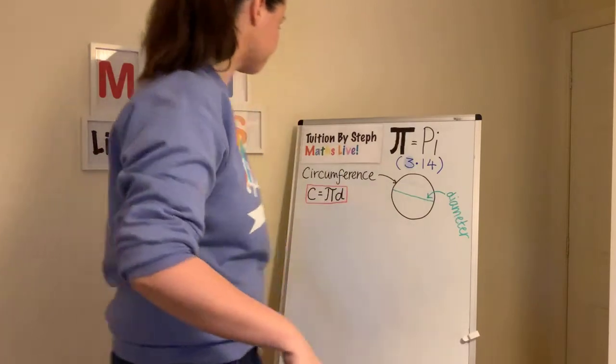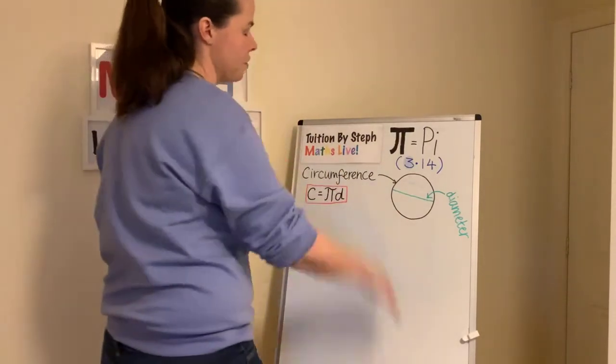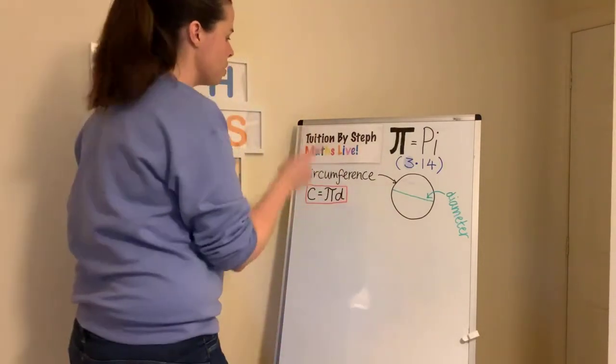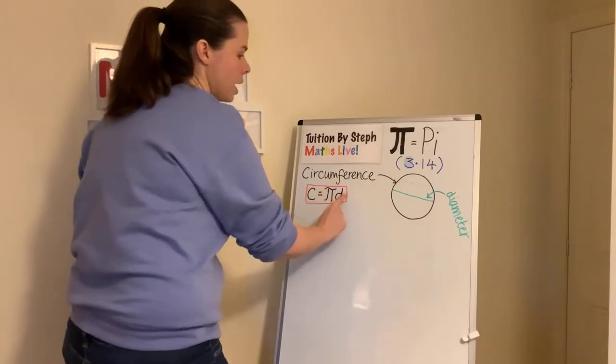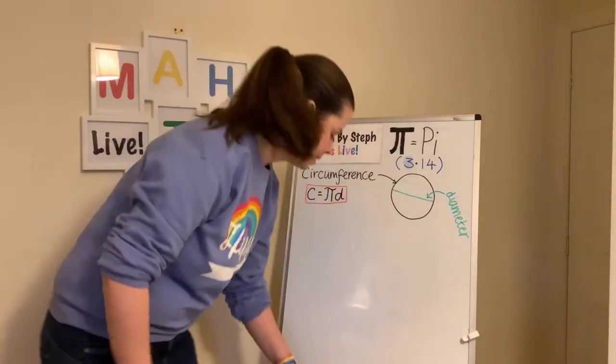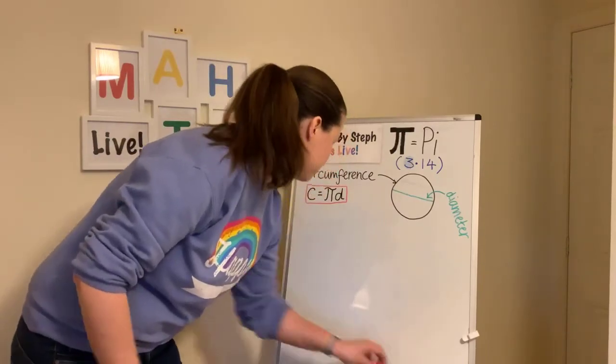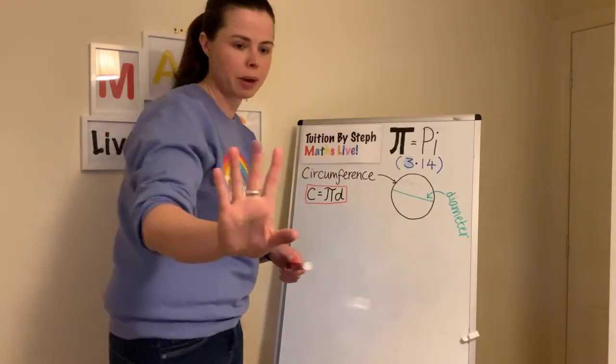Brilliant, okay? Okay, to find the circumference, we're getting there. To find the circumference of a circle, to find C, you need to times pi by D. Right, time for me to show you an example. Okay, so if you've got the worksheet, wait.